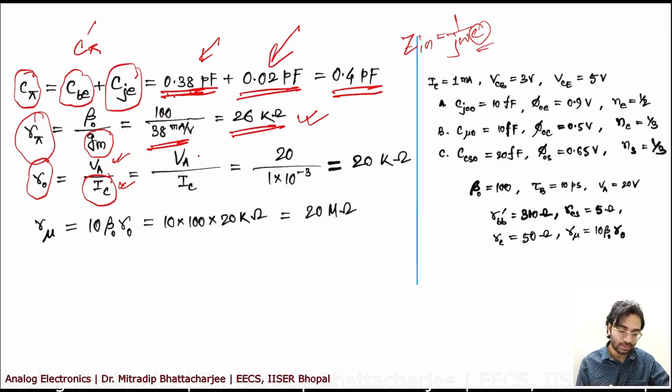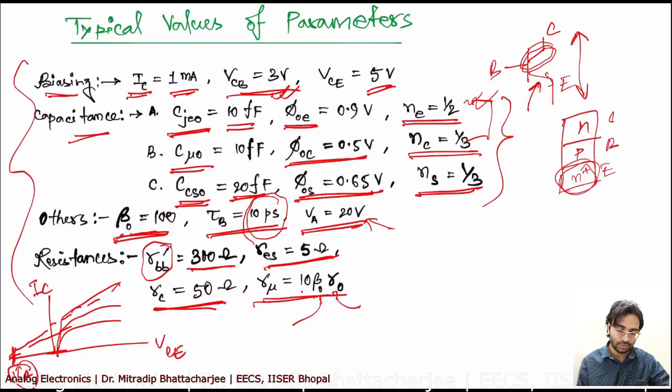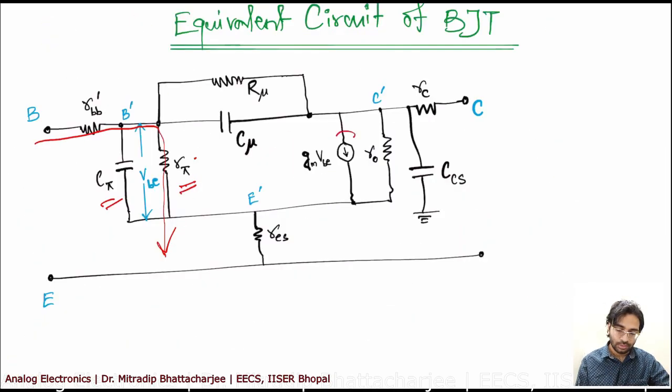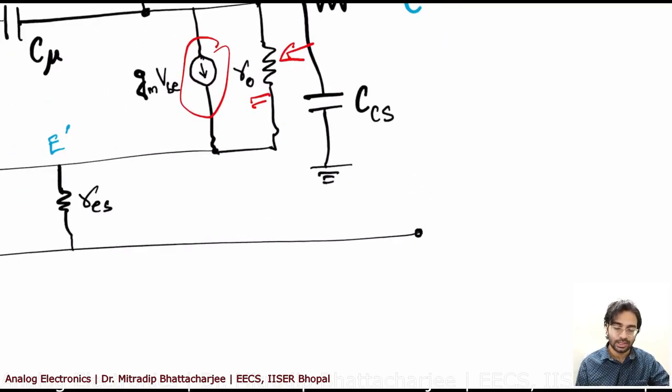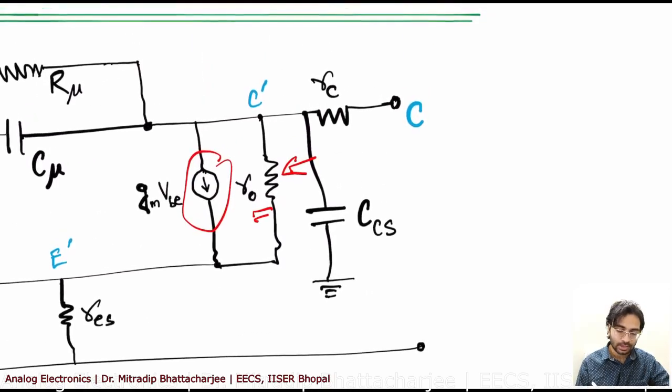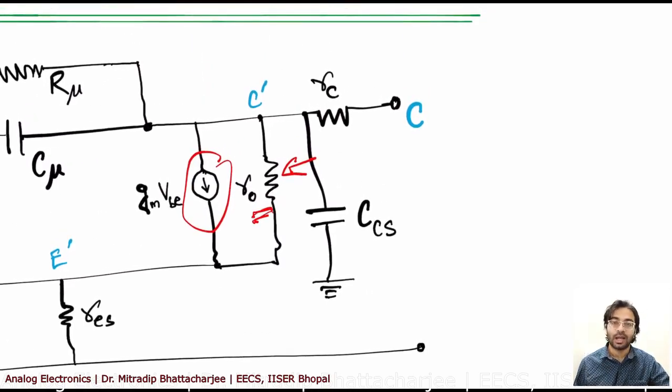Now VA by IC, now the value of VA is given as 20, so ideally you want a very high VA. If the VA is very high, your output resistance will be higher, and output resistance you want to be higher because there is a current source. You want the resistance parallel to this current source to be very high. Okay, so this one, R0, you want to be higher, so you expect a higher VA value.